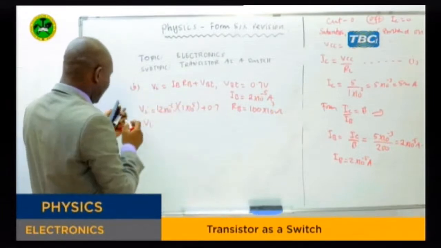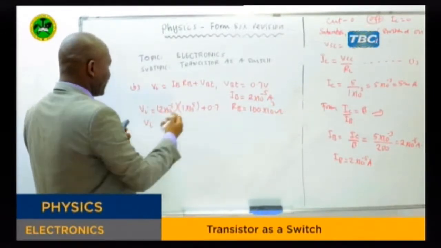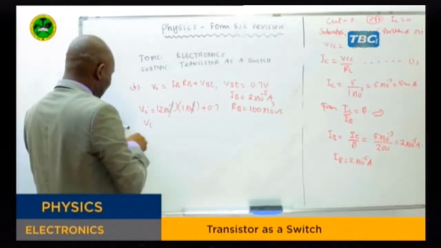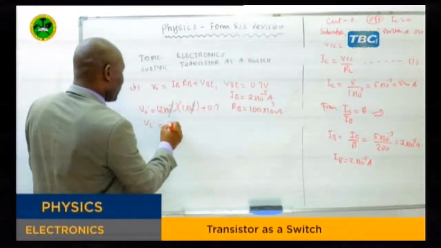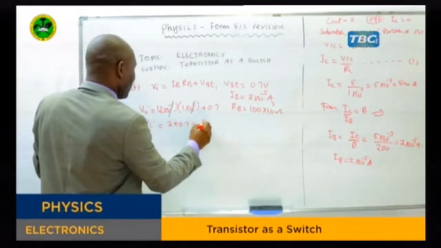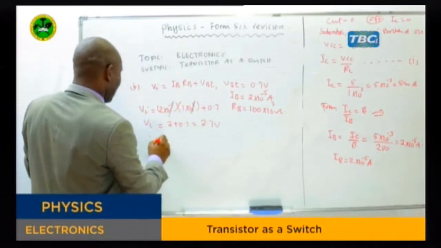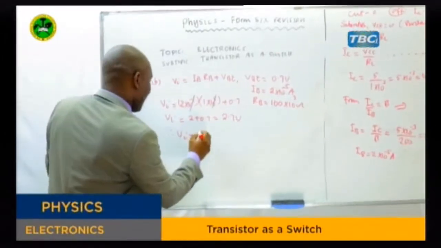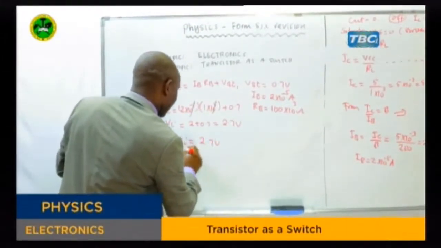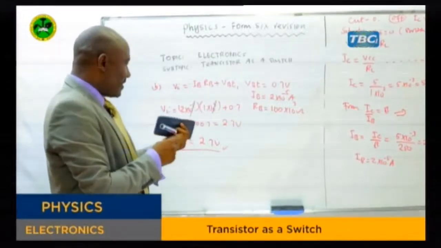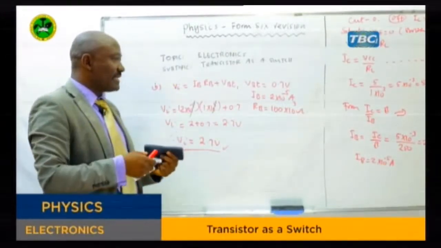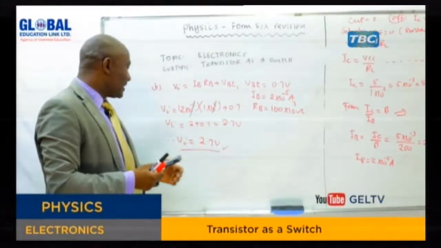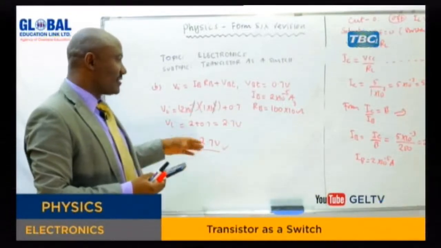So here, these powers will cancel out, the positive and negative. So you have the main is 2 plus 0.7. This is 2.7 volts. So this is the input voltage where the transistor is switched on. So the values we are looking for: part A, you're looking for the base current for which the transistor will reach saturation, and part B, you're looking for the input voltage when the transistor is switched on.